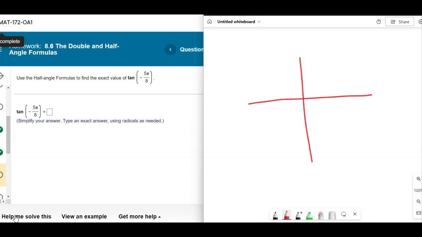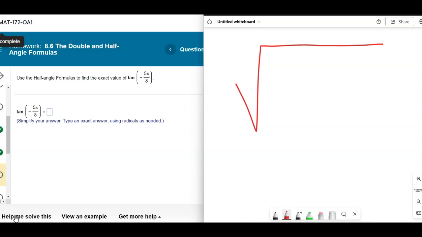This angle, negative 5 pi over 8. Well, this down here is negative pi over 2. Negative pi over 2 is the same as negative 4 pi over 8. So if I rotated clockwise from the standard position, I would be there at negative 4 pi over 8. And then one more pi over 8 would get me a little bit further down into quadrant 3. All right, and in quadrant 3, that's a positive sloping line. So tangent is positive in quadrant 3. So I know I'm going to end up with the positive square root in this problem.